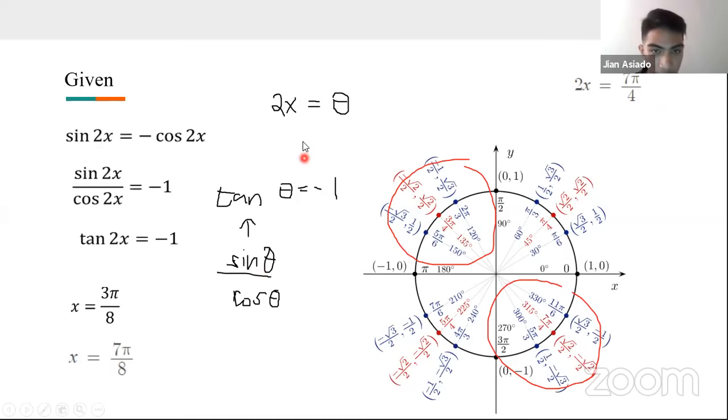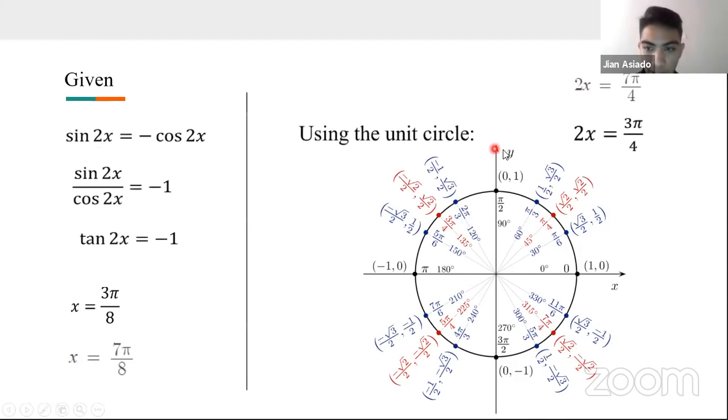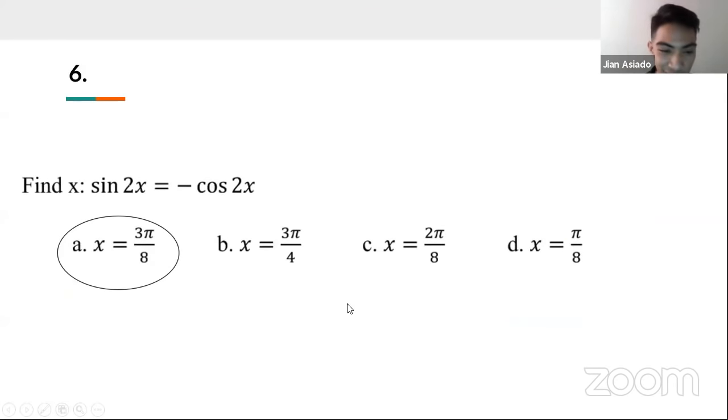So what we can do is use the unit circle: 2x is equal to 3 pi over 4, because dividing them gives negative 1. Also this one, 7 pi over 4. To remove the 2, divide by 2, so we get these. How do we know which of the two? Both are really possible, but just look at the choices. There is no 7 pi over 8, only 3 pi over 8. So this one, letter A.